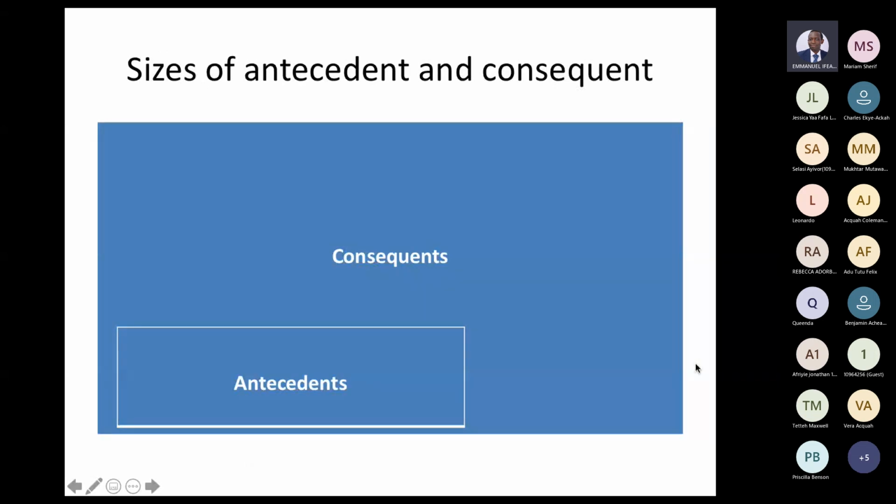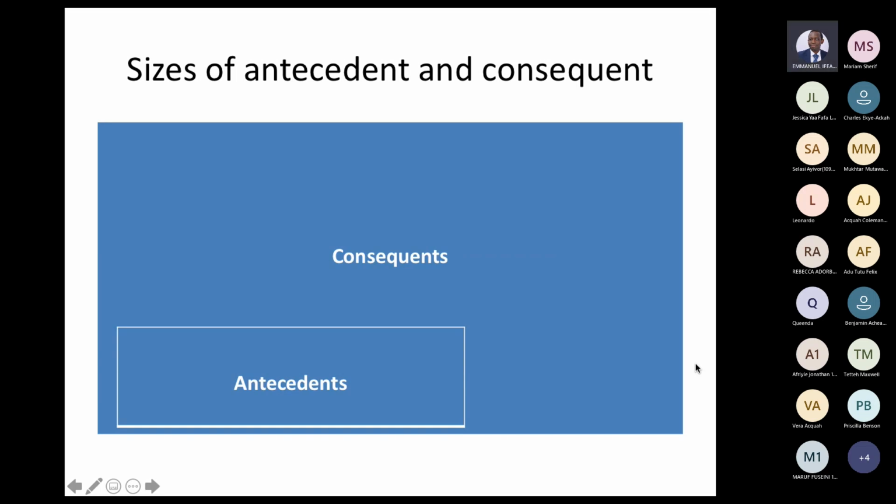Now let's look at the size of the antecedent and the consequent classes. Now these are two boxes. The consequent box is bigger than the antecedent box. Now you can see that everything in the antecedent is automatically in the consequent. The antecedent is squarely in the consequent. So everything in the antecedent is in the consequent automatically, but not everything in the consequent is in the antecedent. That's the difference. Not everything in the consequent is in the antecedent, but everything in the antecedent is in the consequent.